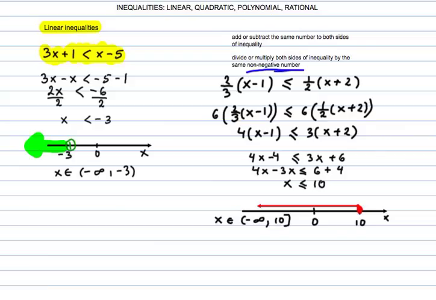This is very important. Suppose I have a statement: 1 is less than 2. True statement. When I multiply this inequality by -1, I would have -1 less than -2, and you know that this is a false statement. So when you multiply an inequality by a negative number, you have to flip the sign.